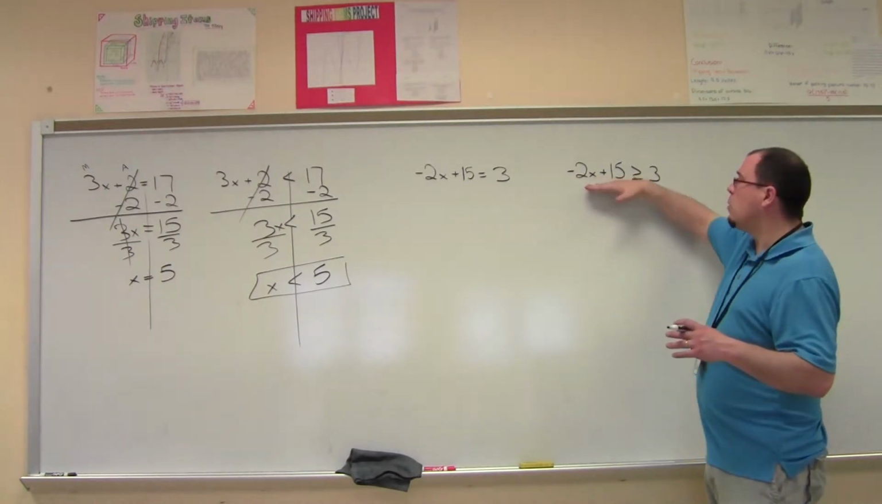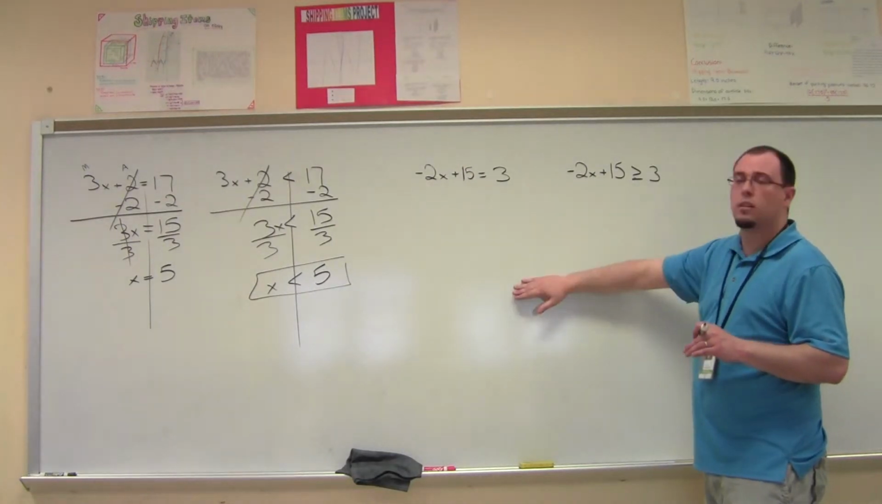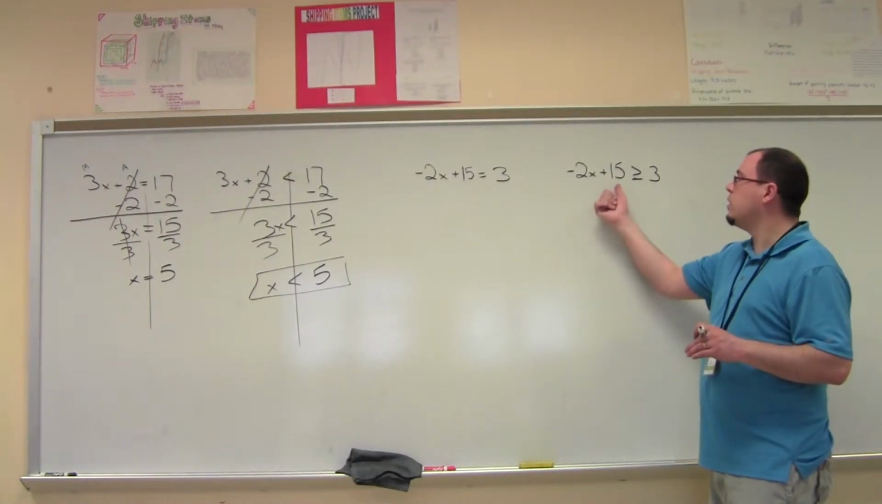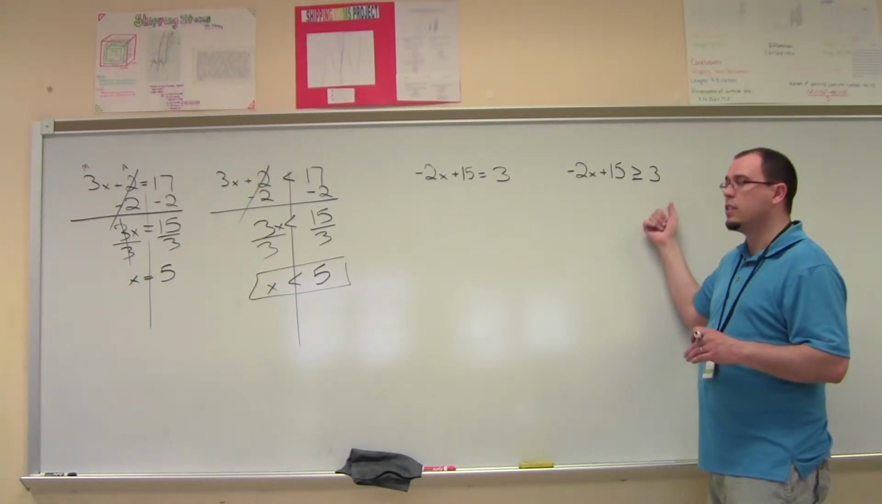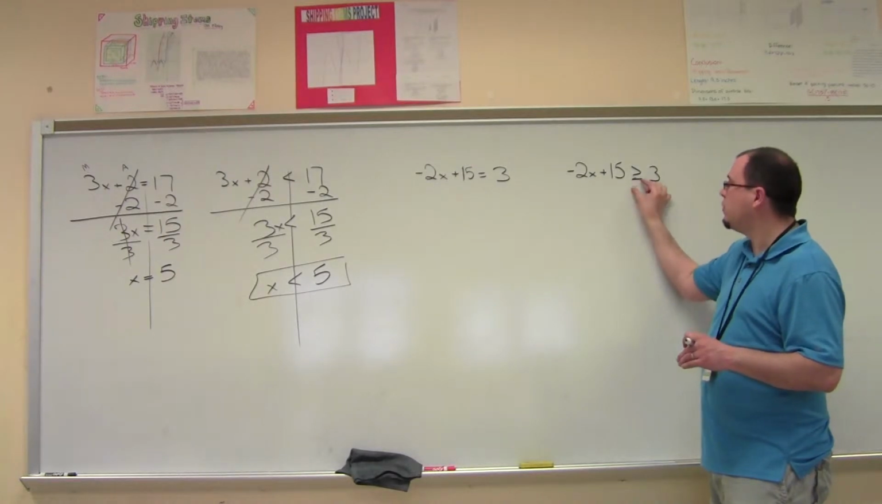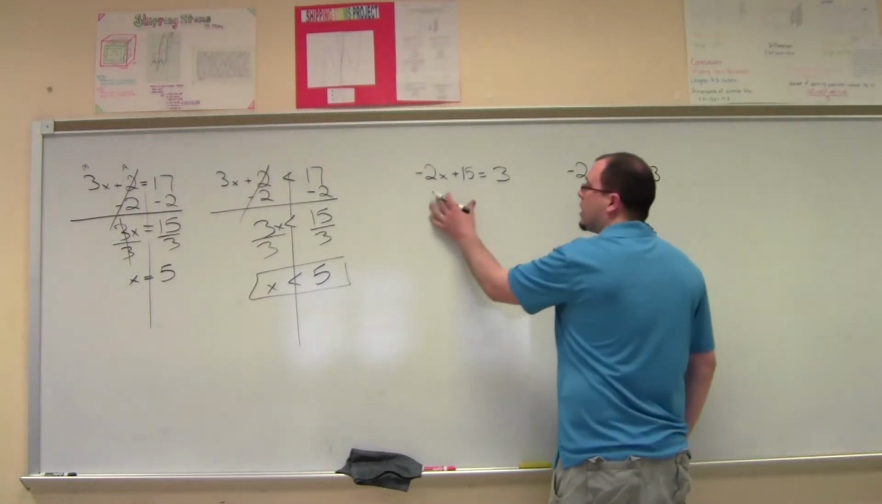But now what we're going to do is solve this problem like we did before, just like solving an equation. But what you're going to notice is when we get to negative 2x and whatever we have on the other side, when we get to that step, you're going to have to flip that symbol. So we'll take a look at it as we do it. First, we're going to solve the equation.